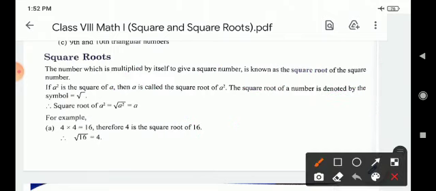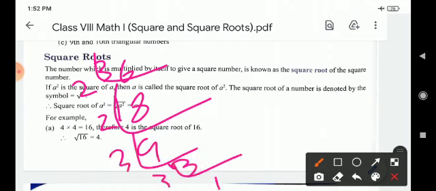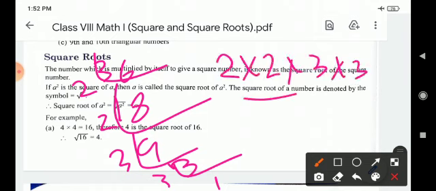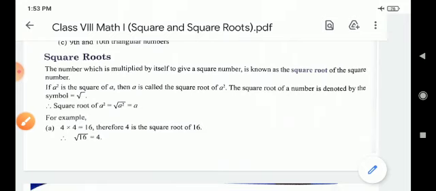Similarly, 36. The square root of 36. Prime factorization of 36: 2 18s are 36, 2 9s are 18, 3 3s are 9, 3 1s are 3. So 2 into 2 into 3 into 3. That is the prime factorization. 2 into 3, that is 6. Square root of 36 is 6.